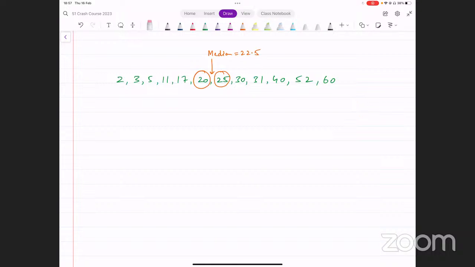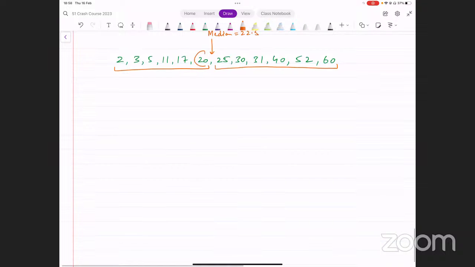Now, once you have found the median, it is not one of the numbers in the data now. The median is somewhere in the middle here. The median is the midpoint of 20 and 25. So the two halves that you're going to consider now are going to be from 2 to 20 and from 25 to 60. These are the two halves that you're going to consider. All right. So you are going to include 20 in the first half and 25 in the second half. And now you find the medians of these two halves.